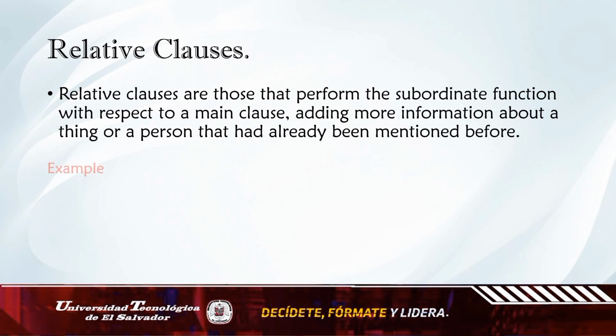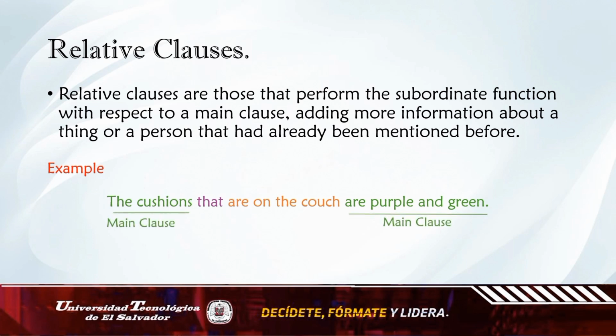For example, the cushions that are on the couch are purple and green. In this case, the main sentence would be the cushions are purple and green, and the secondary or subordinate sentence would be the cushions are on the couch. To unite both, we use the relative pronoun that, which refers to cushions.